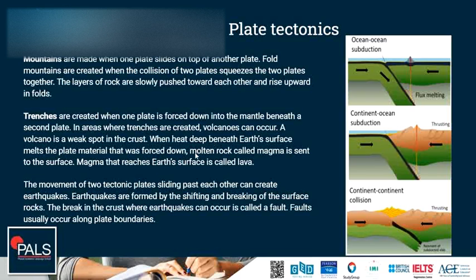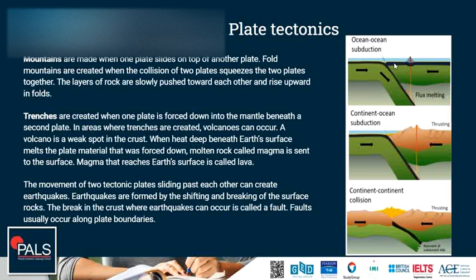When heat deep beneath Earth's surface melts the plate material that was forced down, molten rock called magma is sent to the surface. Magma that reaches Earth's surface and is on the surface is called lava.